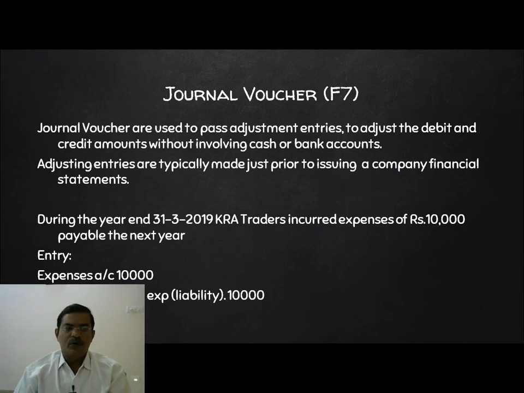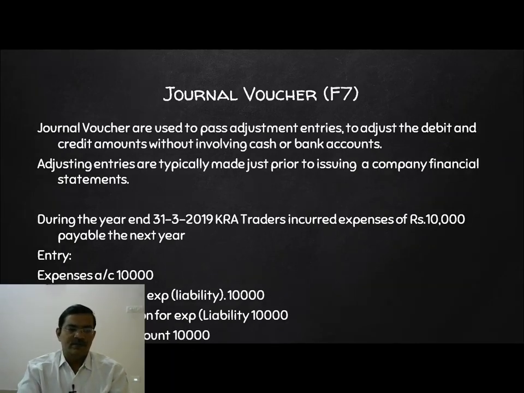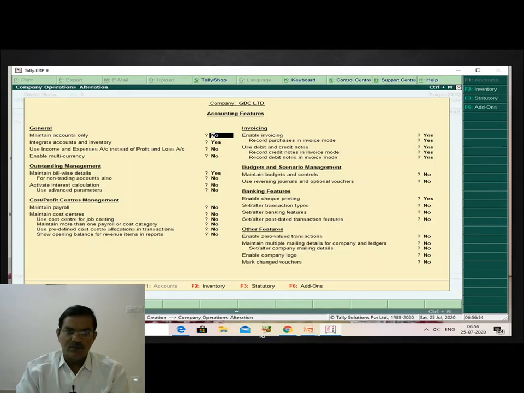But here what we are creating is a provisional entry. The transaction relates to two financial years. The expense was incurred in the previous year, and the amount is paid next year. So in this case we are using the journal voucher. And in the next financial year, what is the entry? The entry is like this: provision for expenses account debit to expenses account, like we are creating the journal voucher.